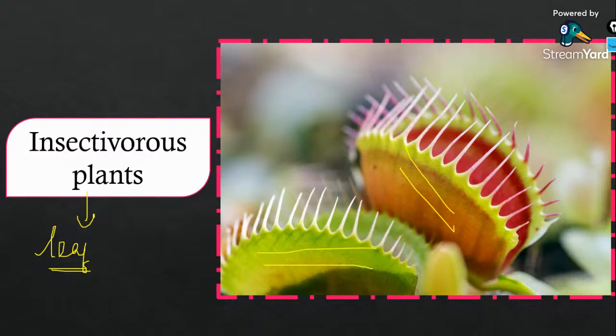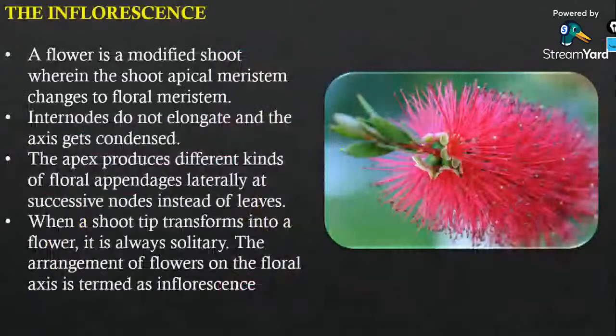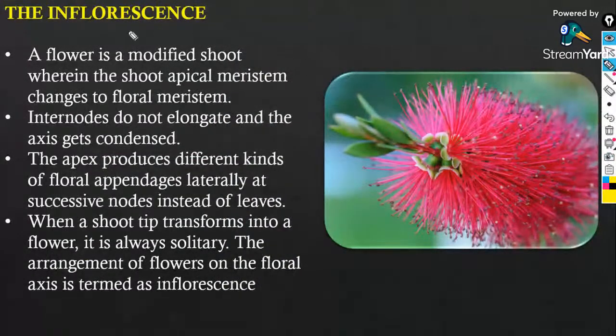Yes. Next, we are moving on to a small topic in the flower: what is an inflorescence? Before we study inflorescence, we have to study what a flower is. A flower is a modified shoot, where the shoot apical meristem changes into the floral meristem.